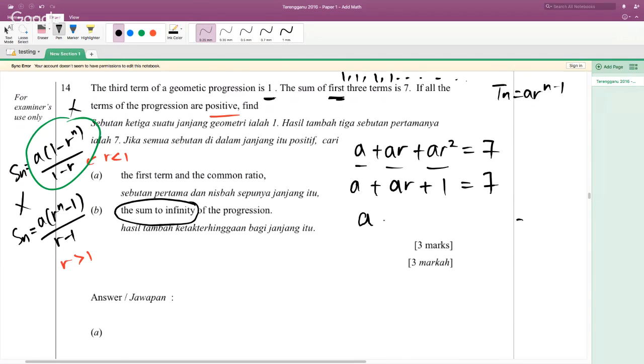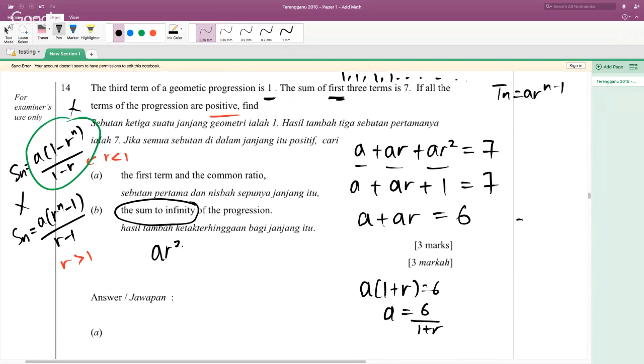So then I know my A plus my AR will equal 6. Therefore, I know I can make A a subject or R a subject, it doesn't matter. If I make A a subject, A times (1 plus R) equals 6, so A equals 6 over 1 plus R. Then I will substitute in the second equation, which is the third term.